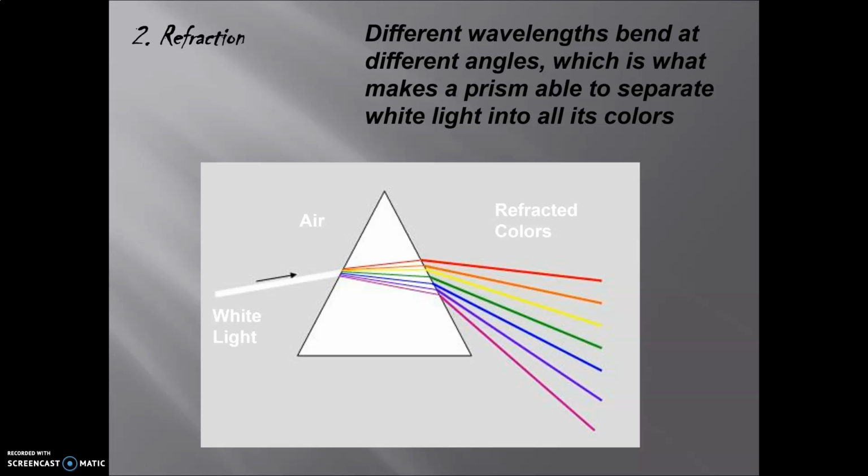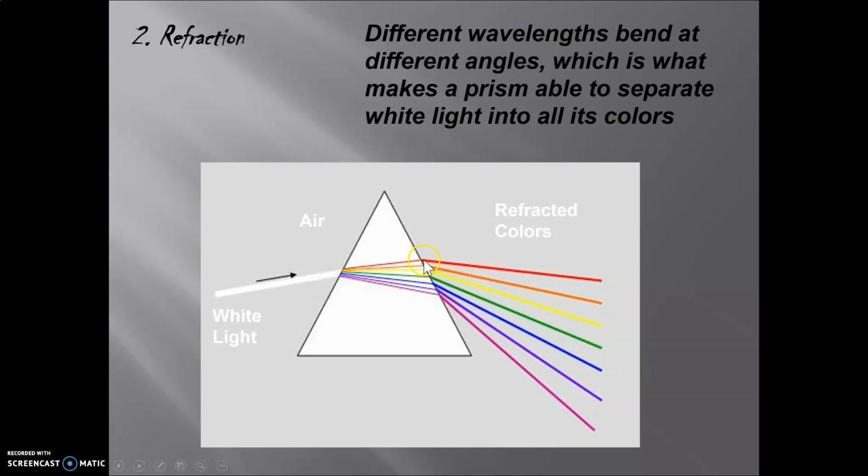Another example where we see refraction is with a prism, or raindrops do this on a rainy day. Okay, raindrops can act as a prism. Okay, different wavelengths of light are going to bend at different angles, which is what creates a rainbow. It's what makes a prism able to separate white light into all of the colors that make it up. Okay, each of these different colors have a different wavelength, as we learned when we talked about the electromagnetic spectrum. Red waves have a longer wavelength, while purple or violet waves have a shorter wavelength.